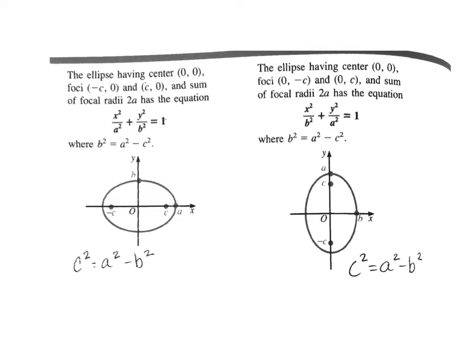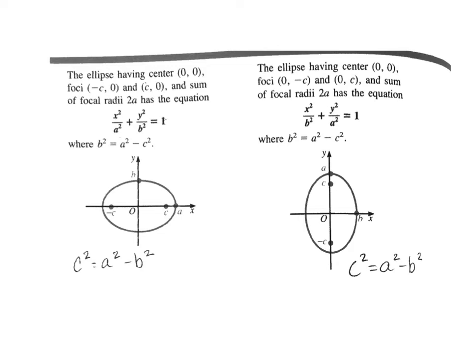So the distance from the center to each focus is a distance of c. One of them goes in the negative direction, one in the positive direction. The same thing if you have a vertical ellipse. One in the negative direction, one in the positive direction. To find that distance, we just use this formula. It looks like Pythagorean theorem, but it is slightly different, so please don't get them confused.